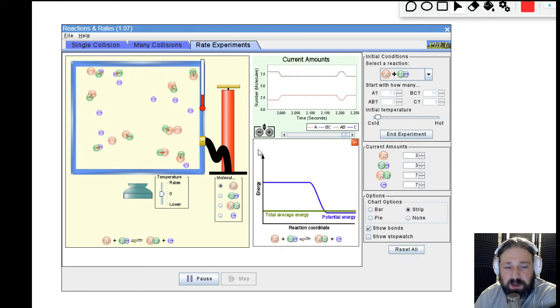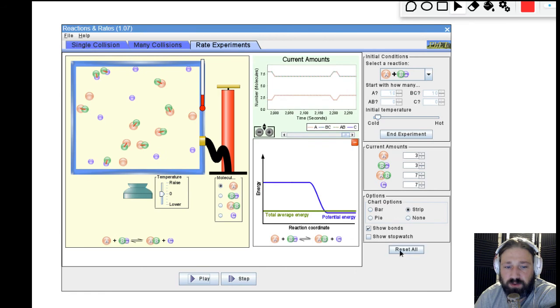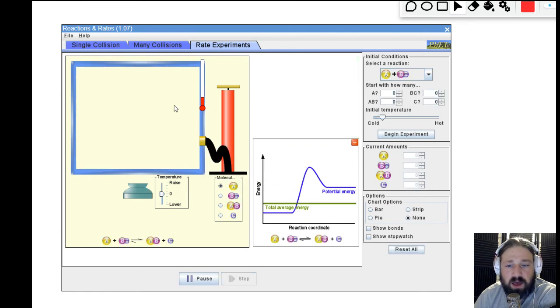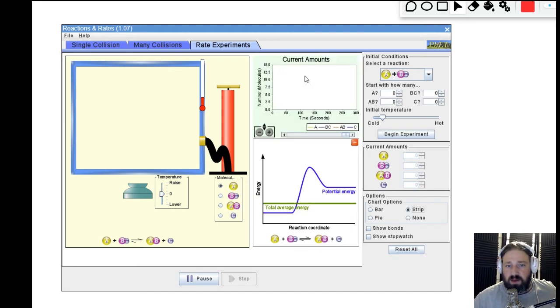Okay, now rate experiments. Let me reset everything here. Here you can go through and do the exact same thing. Set up before, and figure out how many you're going to start with. You can hit stopwatch, and you can even start a stopwatch here to make sure you get your kinetics data in.